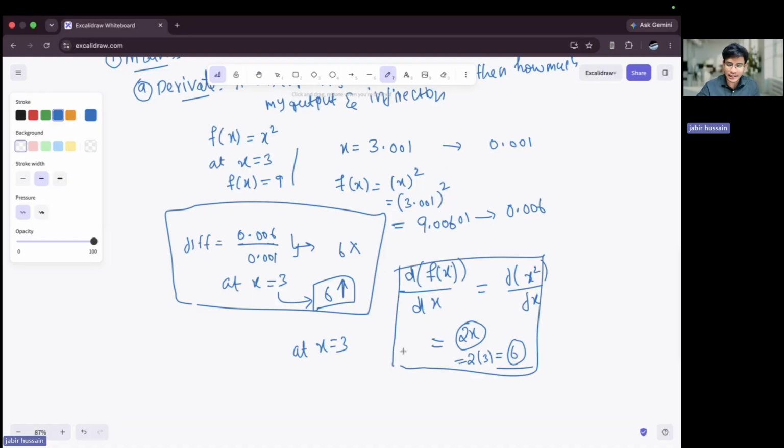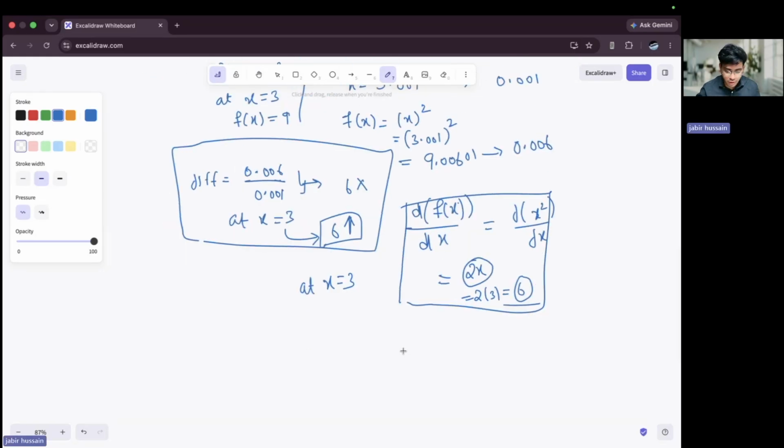It means that at exactly x = 3, if you change the input, the output will change by 6 times. If I have to draw the graph, it will represent a parabola, if I'm not wrong, yeah, parabola. It will be something like this. It will touch the origin. At exactly 3, my tangent line would be something like this. This is a very small change, a 0.001 change, and the rate of change happening is 2x.